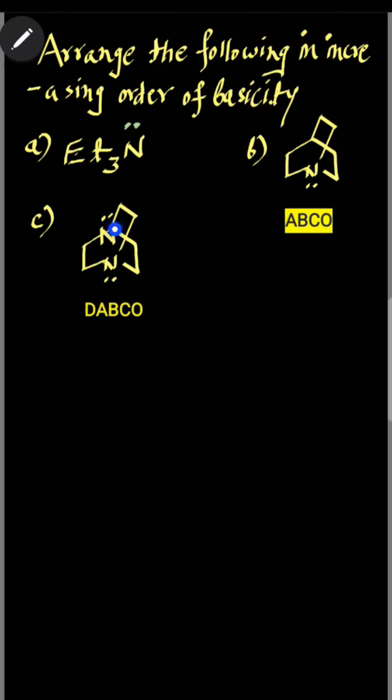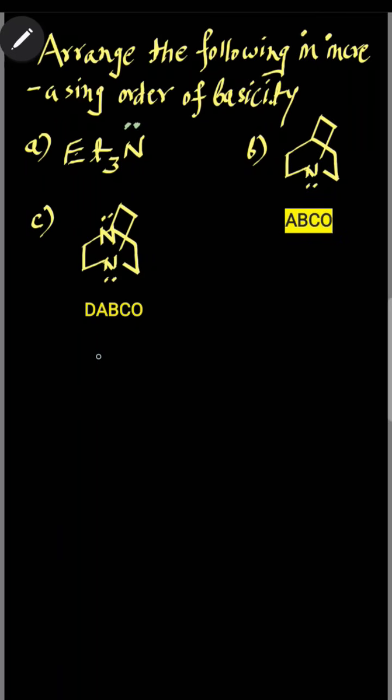Now this is the third one, DABCO. Though these carbons are there and the plus I effect is operating, you can see here both nitrogens are there, and these two nitrogens also exhibit the minus I effect. So the minus I effect of this nitrogen will operate onto this nitrogen atom, and the minus I effect of this nitrogen will operate onto this nitrogen atom, making these two nitrogens electron deficient. So these two nitrogens are not that electron rich compared to this ABCO nitrogen. So it is less basic, right?